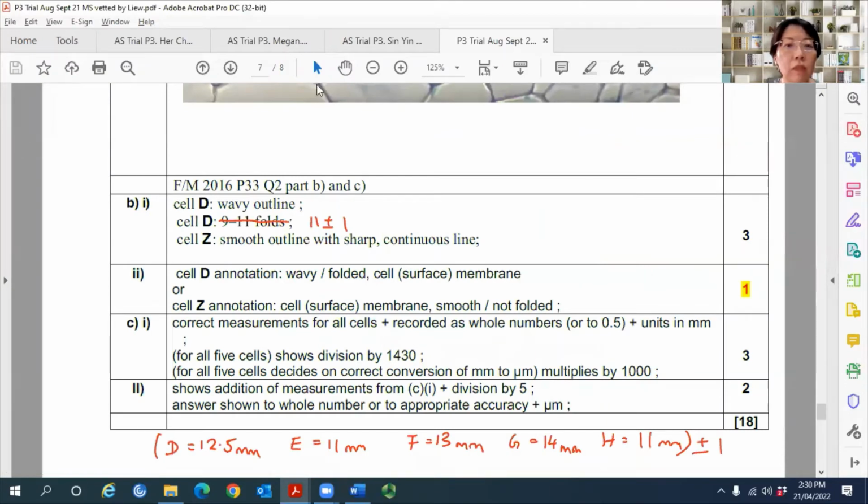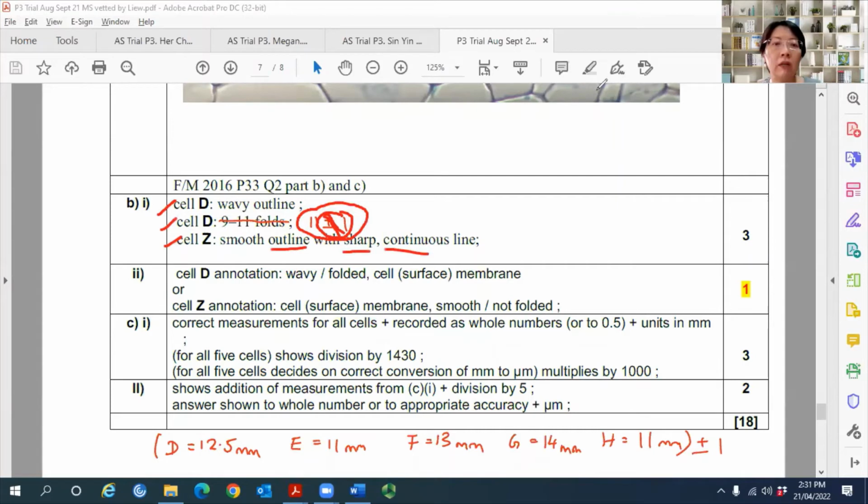So mark is given 3 marks. 1 mark for cell D is wavy. 1 mark for the total number of fold that you have is not 14, so it's 11. So we allow an error of plus minus 1. Strictly speaking, this error is not necessary also because you can count from there. It's total 11 folds. So you have to draw very accurately. Then cell Z is smooth line with sharp continuous line.